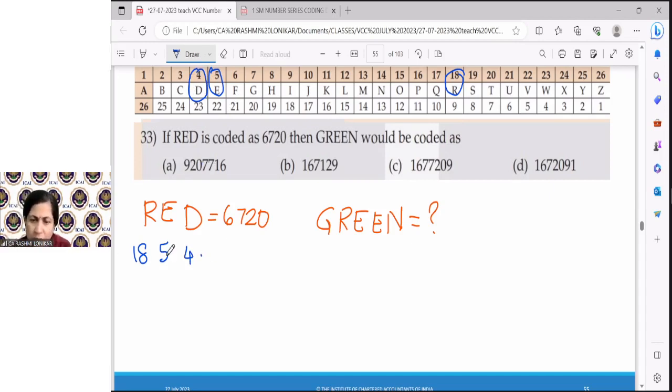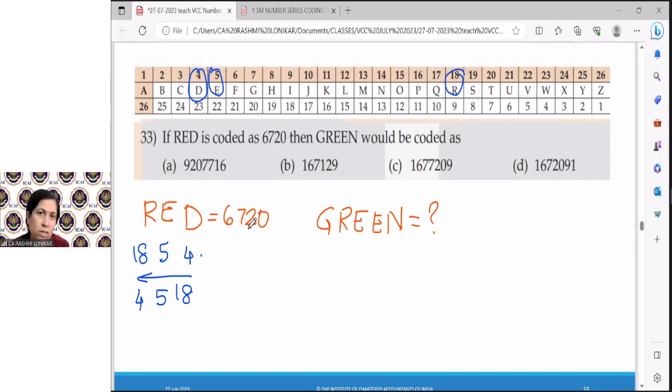Now what happens here is, like this it is 1854, but my answer is not that way. So what I do is I am going to write this in the opposite direction. I'm going to write this as 4, 5 and 18. So I have R is 18, E is 5, D is 4. But this is 1854, and the number is 6720.